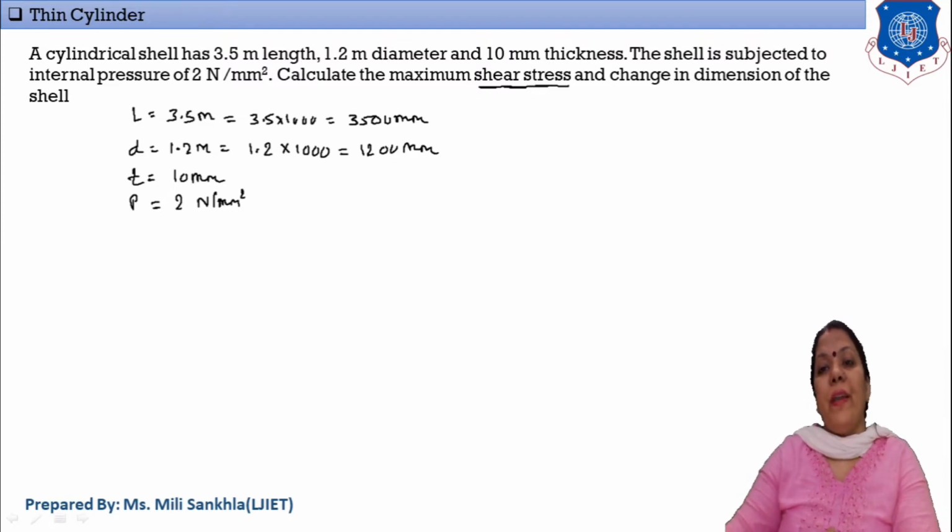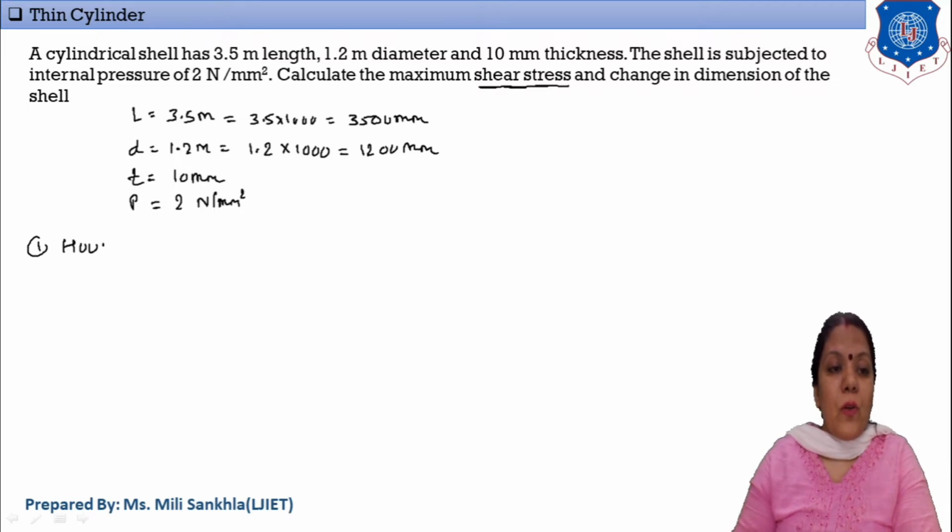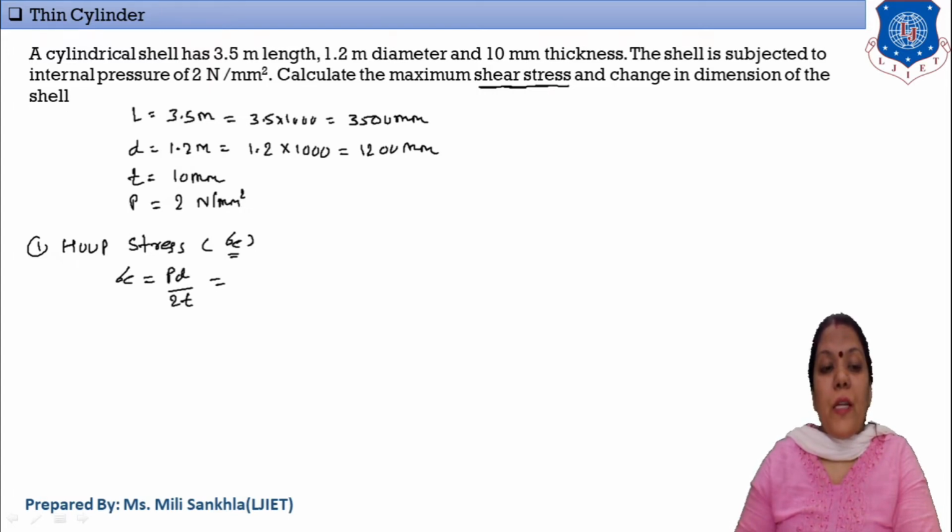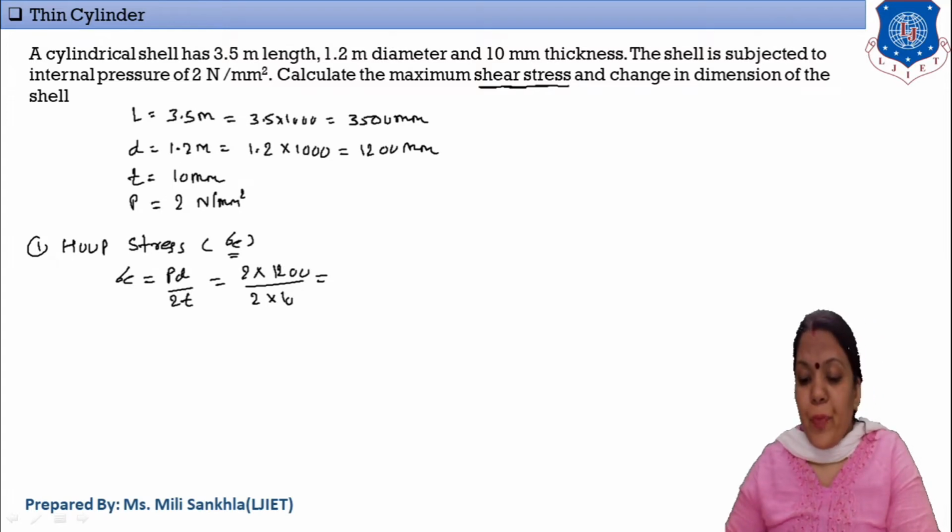Now one by one find out. First we find out hoop stress. So right here, first is equal to hoop stress. The notation of this hoop stress is sigma C. So right here, sigma C is equal to PD by 2T. Write down. P is given 2, diameter D we convert into mm, 1200 mm, then 2, and thickness is given 10. And my answer of this sigma C is equal to 120 Newton per mm square.